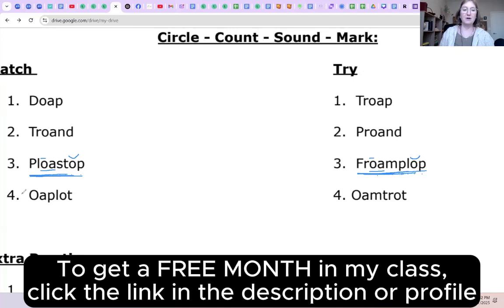Let's try number 4. I'll probably go a little faster on this one since I know how good you're doing. This OA says O because of the tap 2 rule. This O says ah because of the tap 2 rule. The sounds are O, P, L, ah, T. Oplot. Oplot. Go ahead and try yours.